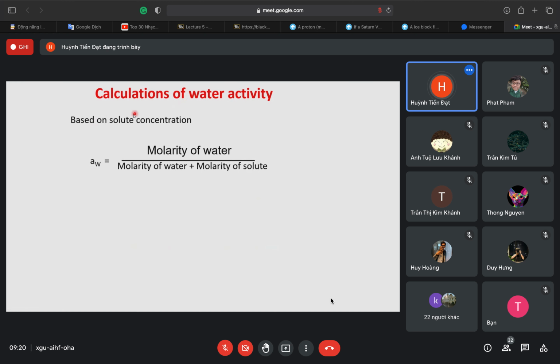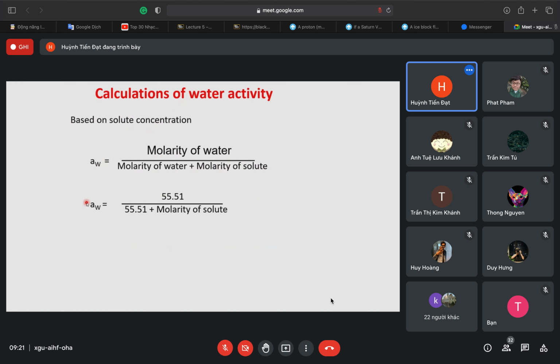For the calculation of water activity, we have several methods. The first one is based on the solute concentration, where water activity equals the molarity of the water over the molarity of the water and of the solute. But think about a food system, which doesn't have only a single solute; we have a lot of components. So based on this equation, we unlikely can determine water activity exactly, because we don't know the molarity of all solutes.